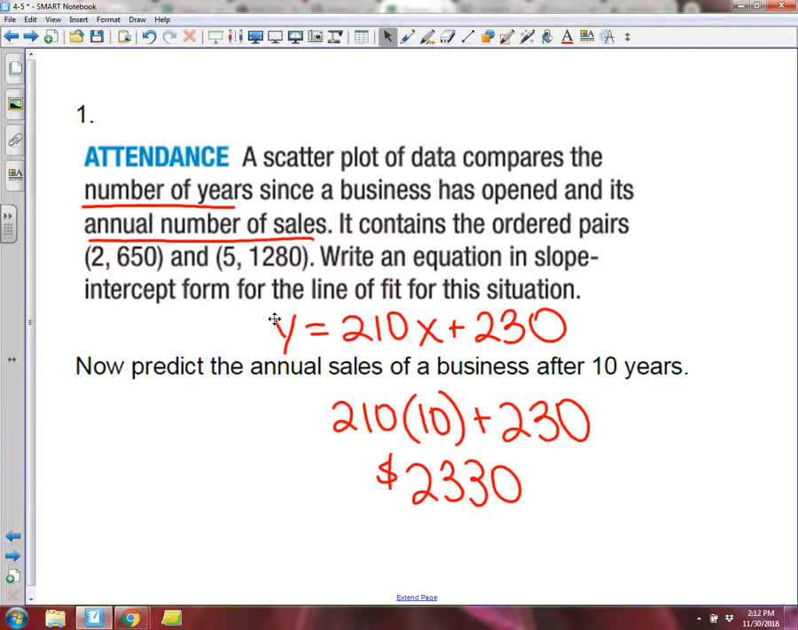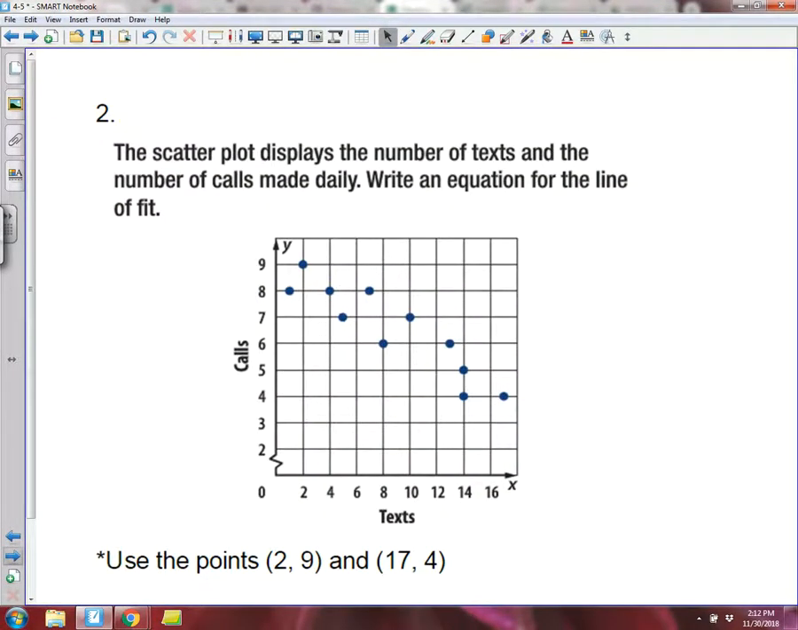Now, you said that was a long problem. That took me all of 2.5 minutes to do. I know. Take a look at the next one. It says a scatter plot displays the number of texts and the number of calls made daily. Write an equation for the line of fit. Well, if I'm going to write an equation, I need 2 points, don't I? Did I tell you what 2 points to use? Yes, I did. Darken them, and draw a line of fit.